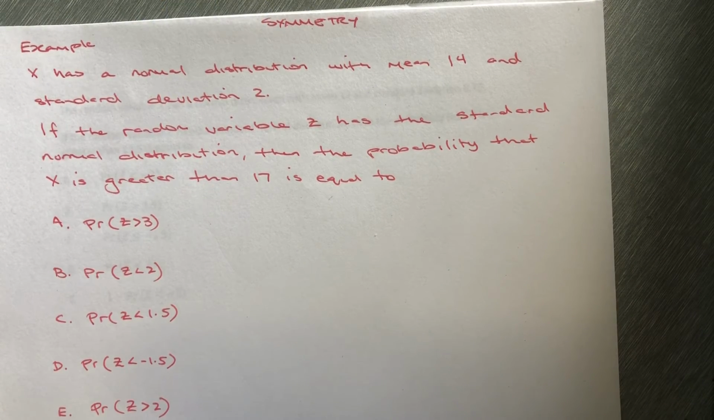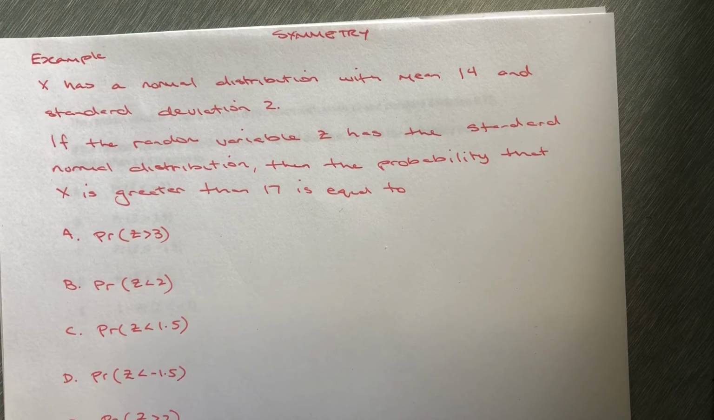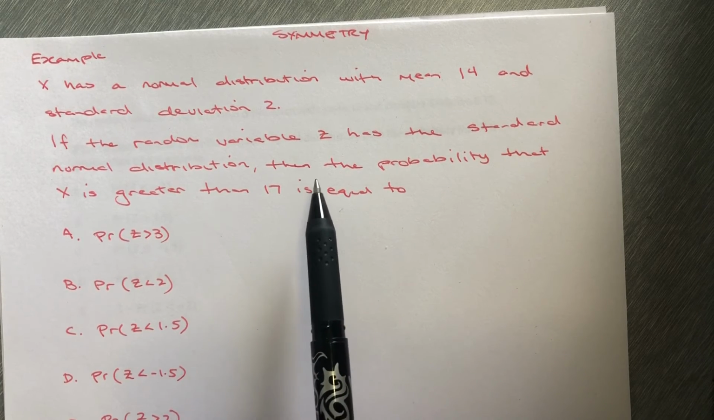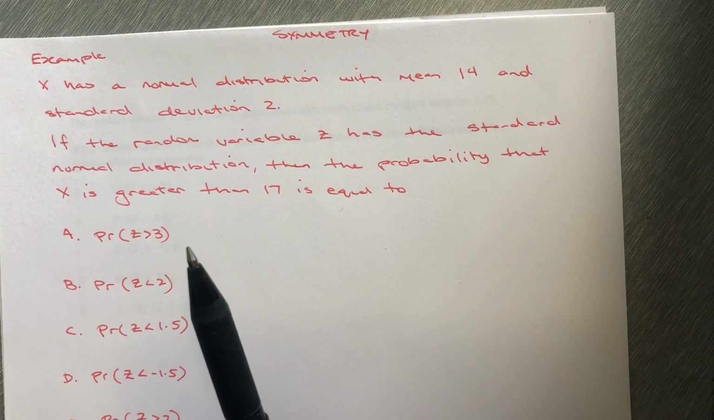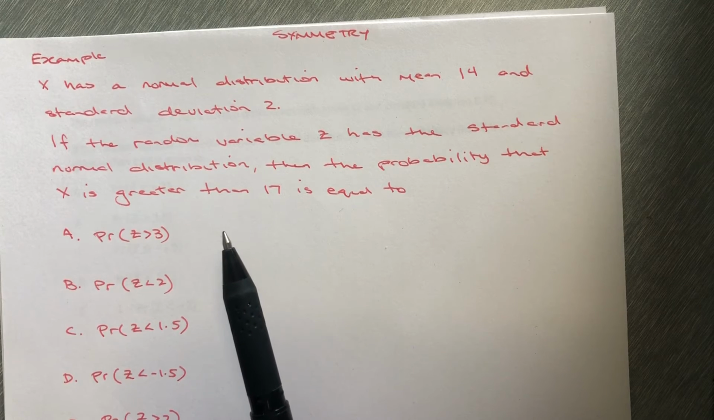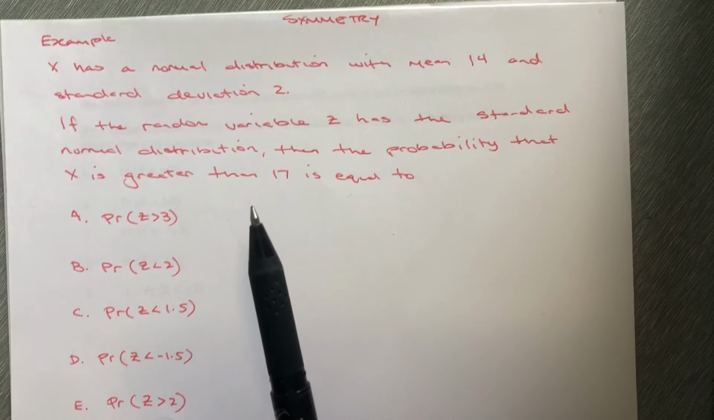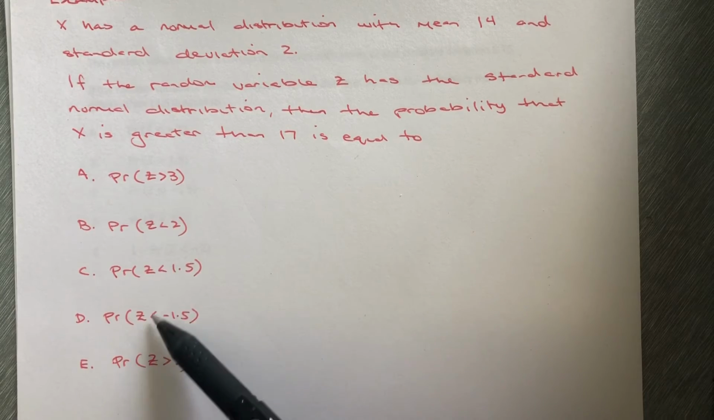So I mentioned earlier how important symmetry is, but also comparison between different normal distributions. Here are a couple of examples that take a bit of a look at that. So X has a normal distribution with a mean of 14 and a standard deviation of 2. Great. If the random variable Z has the standard normal distribution, okay, so we're talking about Z as well. The standard normal distribution, we need to know, has a mean of 0 and standard deviation of 1. Then the probability that X is greater than 17 is equal to. And we have all these answers here that seem to be in terms of Z.